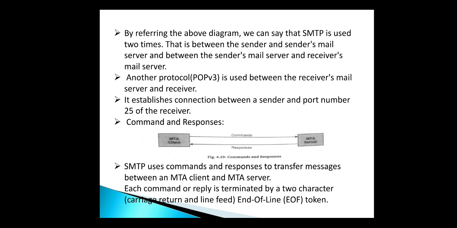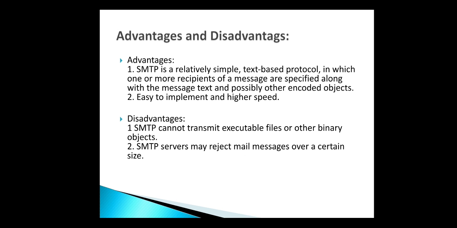Commands and responses, that is between MTA client and MTA server. There are two kinds of messages, that is commands and responses. SMTP uses the commands and responses to transfer messages between the mail transfer agent client and the mail transfer agent server. Each command or reply is terminated by two characters, that is carriage return and line feed, the end of line token.